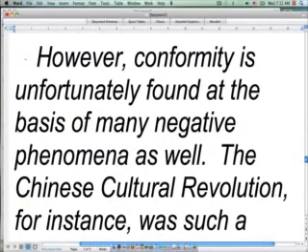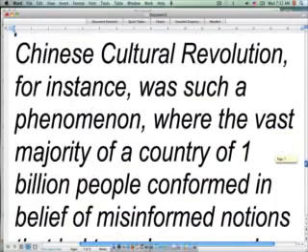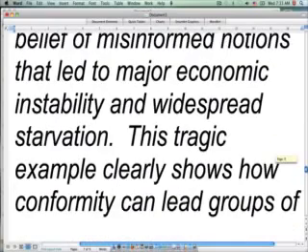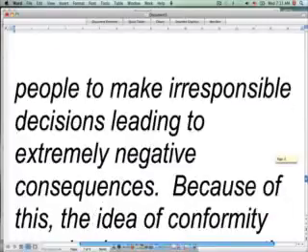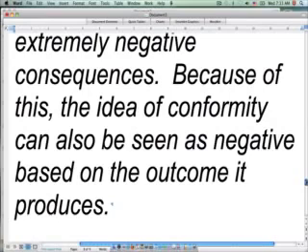However, conformity is unfortunately found at the basis of many negative phenomena as well. The Chinese Cultural Revolution, for instance, was such a phenomenon where the vast majority of a country of 1 billion people conformed in belief of misinformed notions that led to major economic instability and widespread starvation. This tragic example clearly shows how conformity can lead groups of people to make irresponsible decisions, leading to extremely negative consequences. Because of this, the idea of conformity can also be seen as negative, based on the outcome it produces.